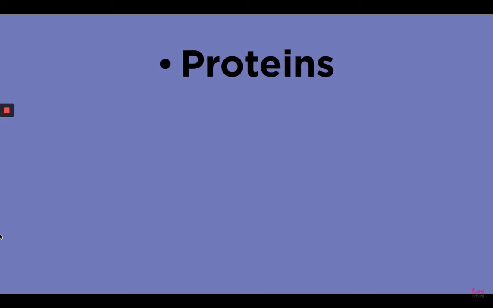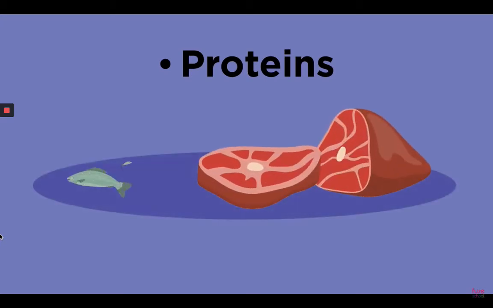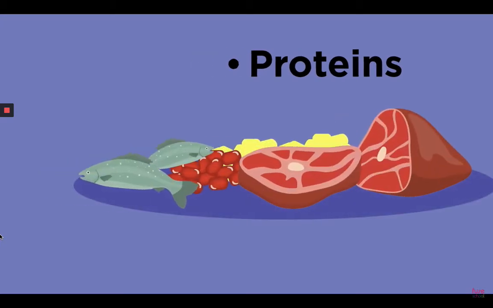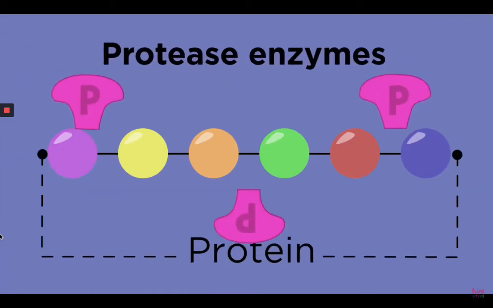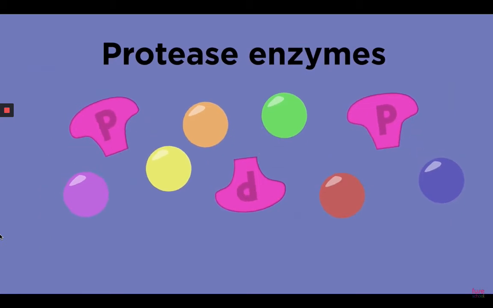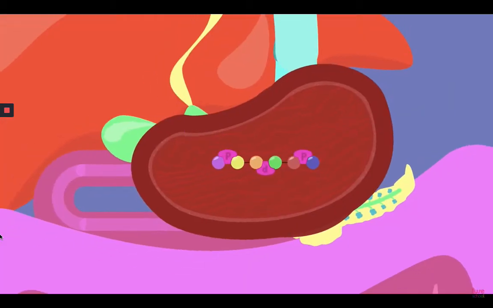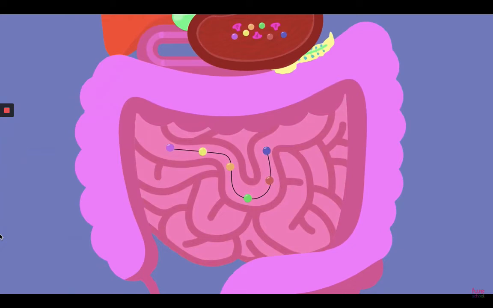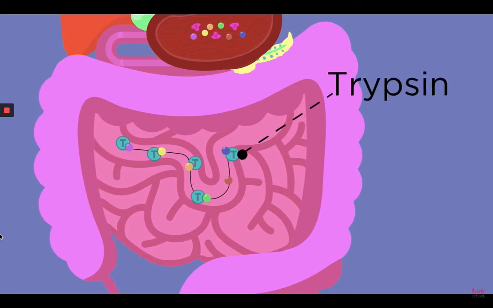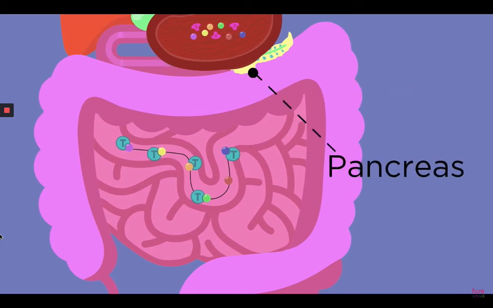Now let's look at proteins. Proteins are found in meat, fish, beans, and pulses. They are made up of amino acids and are digested by protease enzymes. The protease enzymes break down proteins into amino acids. A protease called pepsin breaks down proteins in the stomach, but this doesn't work once the food moves into the small intestine. In the small intestine, the conditions are different. So a different protease called trypsin is released into the small intestine from the pancreas for continued protein digestion.